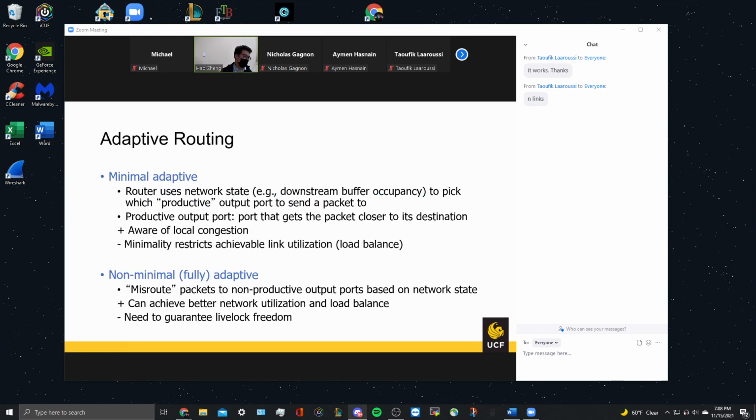So adaptive routing is the same. We can do minimal or non-minimal adaptive routing. Right? So by monitoring the status of the network.